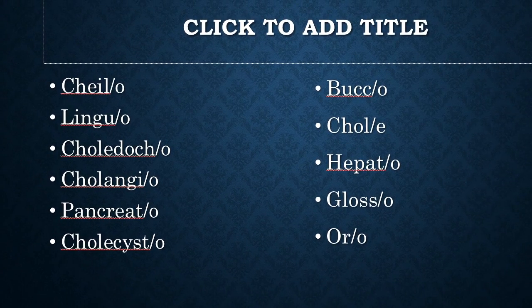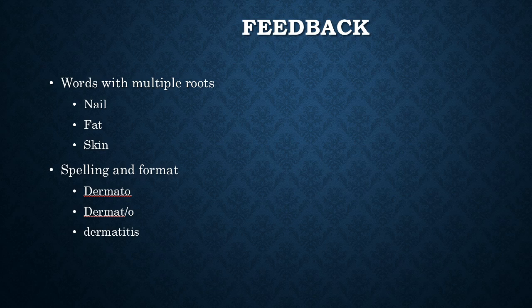We're going to go over feedback from last week. Big thing, we talked about this, I'll talk about it again. Make sure you understand that there are multiple roots for some of these words. Like nail, fat, and skin, all last week had multiple roots that meant the same thing. As you saw in the terminology builder, the appendix has multiple roots that mean appendix. You need to know when these words have multiple roots, because they're going to quiz you on them for sure.